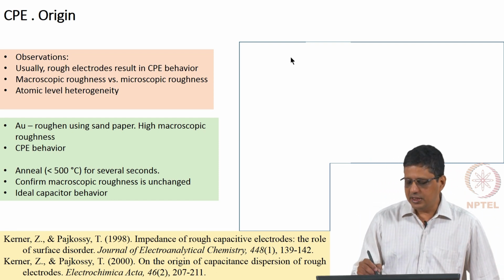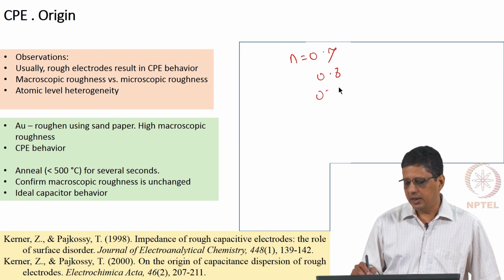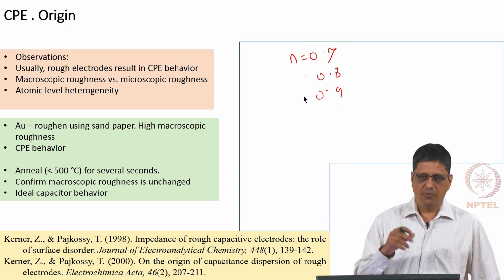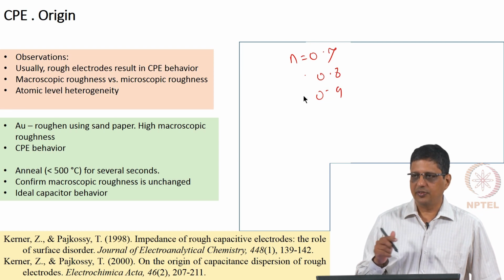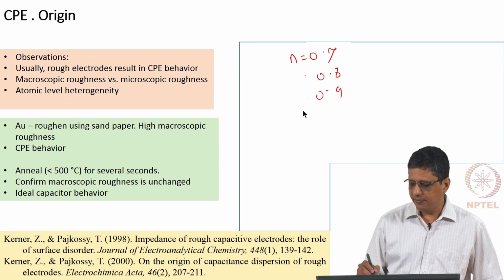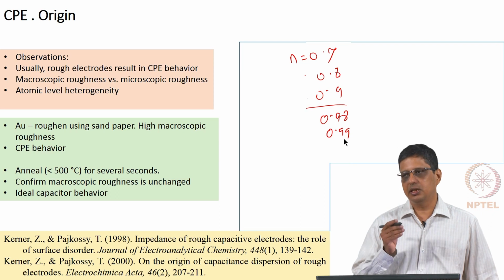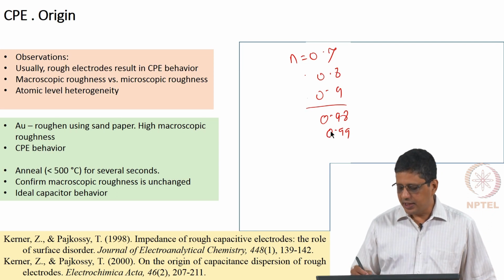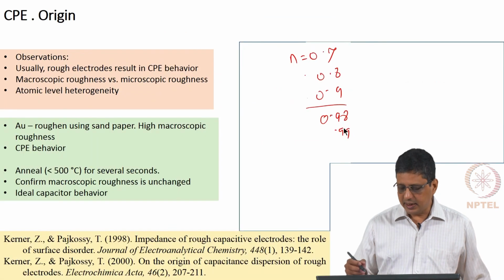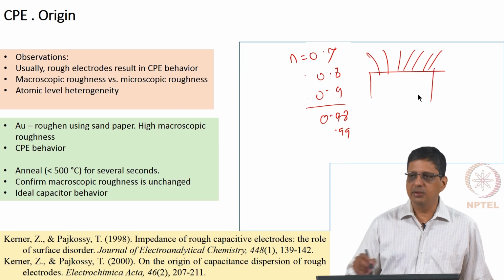That means, initially if we say the roughness leads to an n of 0.7, 0.8, 0.9, somewhere in this range, depending on how rough the surface was, not really in the physical sense, but in terms of the variation in the energy levels. After annealing and maintaining the same physical roughness, they get close to 0.98 or 0.99 or somewhere in that region, and that leads to a conclusion that what you see here is because of energy level variation. Energy level variation is one way of saying that. Another way of saying that is that the current distribution is not uniform.